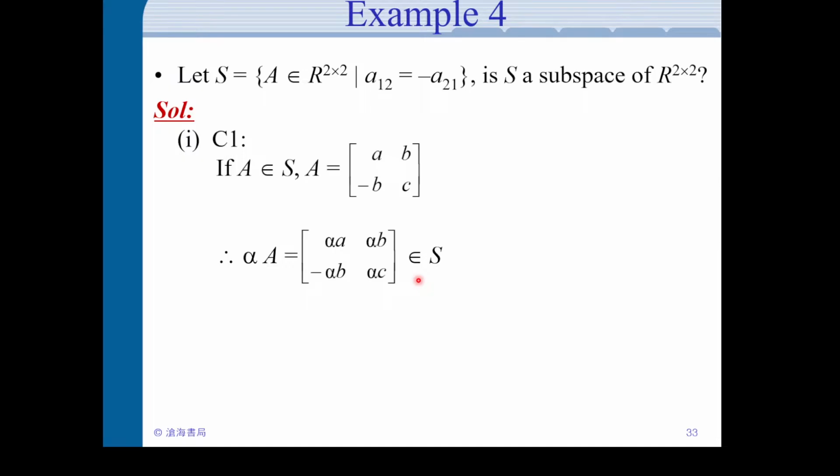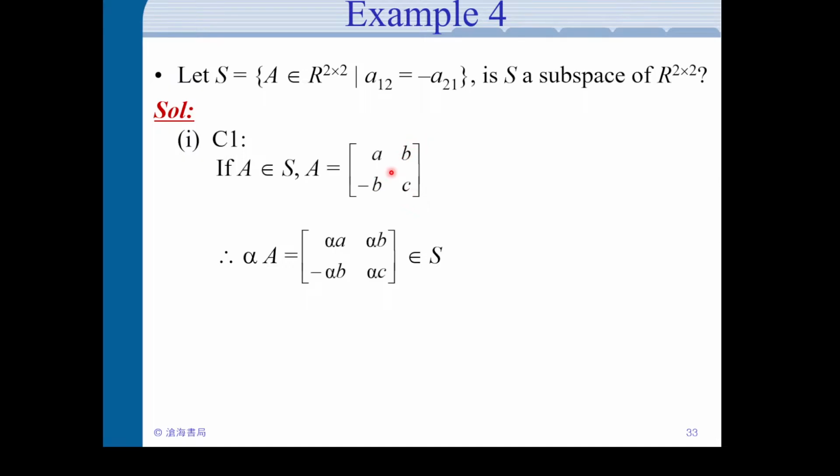Yeah, then we have another example, and it's a bit more complicated. Now our parent space is R2 by 2, the set of 2 by 2 matrices, which has 4 elements. We say S is the set where the off-diagonal elements are negatives of each other, so A12 equals minus A21. So any matrix inside S will be in this form: (a, b; minus b, c).